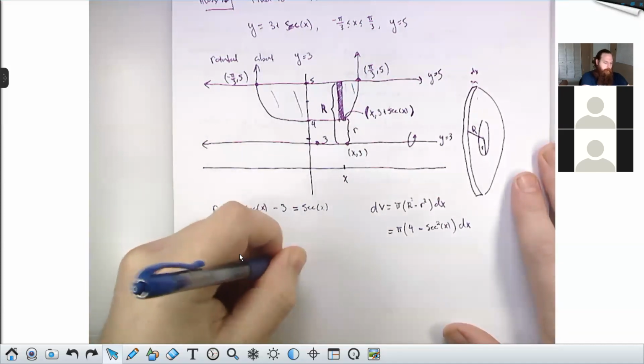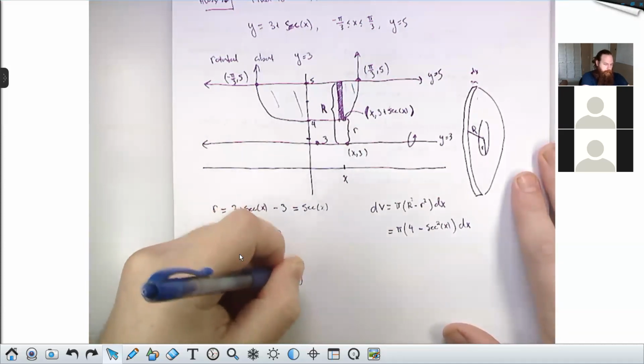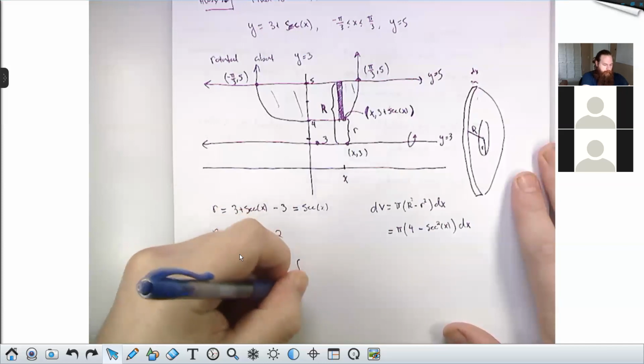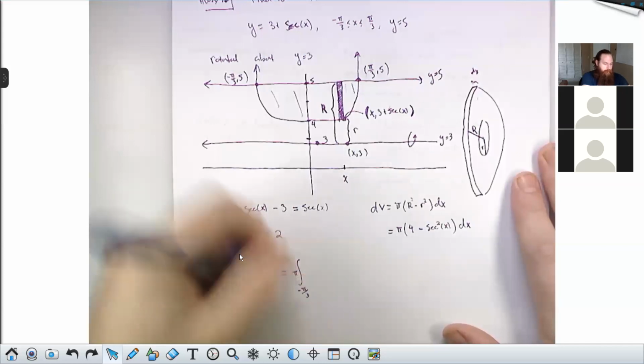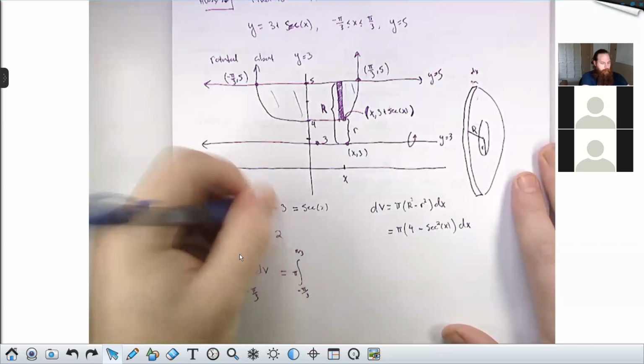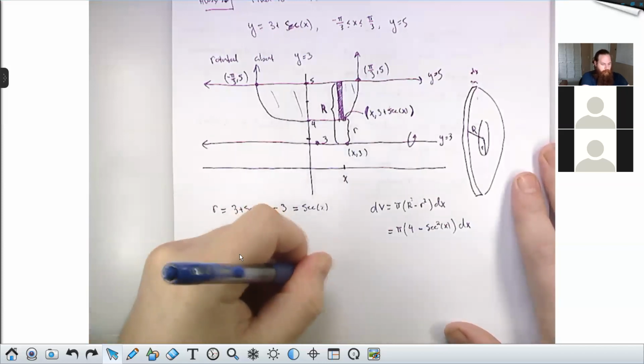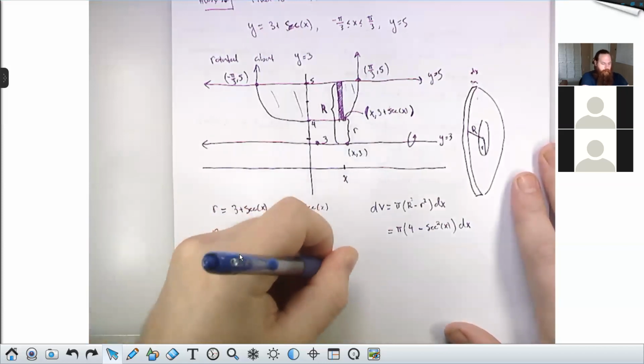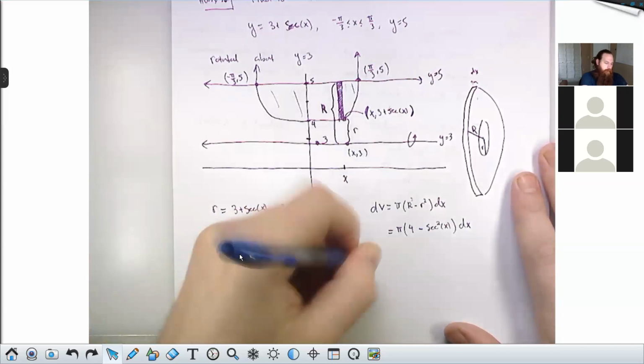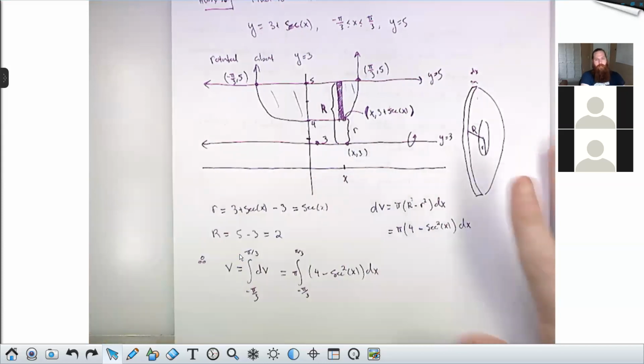So that means I'm integrating pi. I'll pop out the pi from negative pi over 3 to pi over 3, integrating pi times 4 minus secant squared x dx.